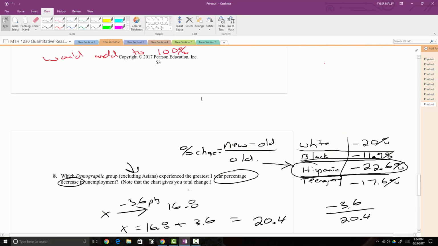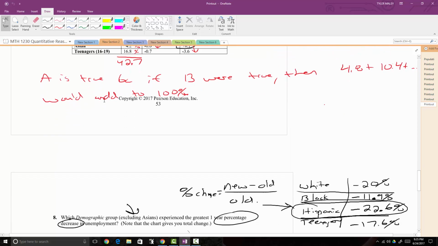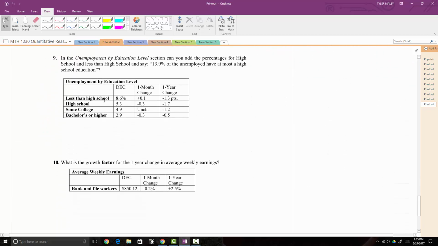So if we go back up to number 7, these are not percentages of unemployment, but percentages of each category that were unemployed. So when we were calculating these numbers, we were only looking at white. This is the percentage of whites in each category. But when we look here, we can't.